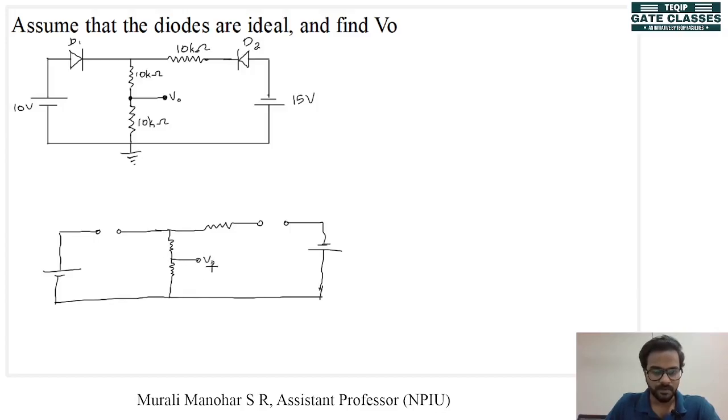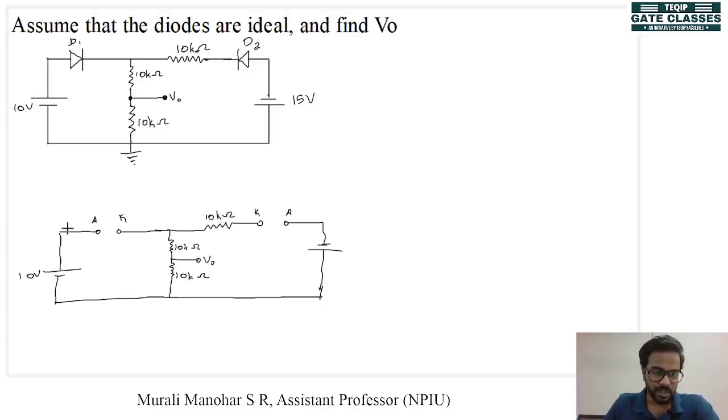Here we have V out. This is 10 kilo ohm, this is again 10 kilo ohm, this is 10 volt. This is the anode of D1 and this is the cathode of D1. This is 10 kilo ohm. This is the anode of D2 and this is the cathode of D2. In open circuit, we just have to look for the voltage levels of anode and cathode.